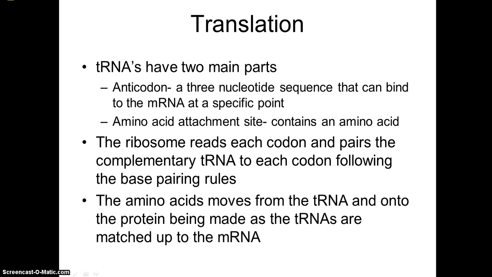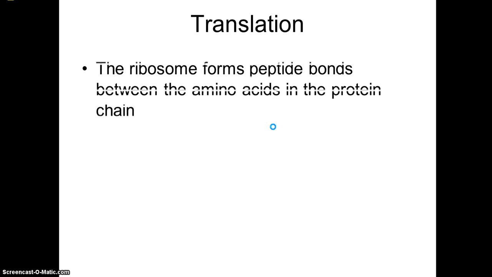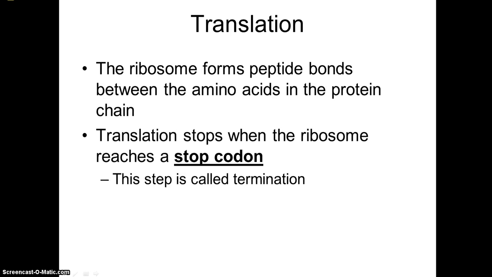Okay, we've said all this. And let's focus on this for a minute. The ribosome forms peptide bonds between the amino acids in the protein chain. And how does translation know when to stop? It stops when the ribosome reaches something called a stop codon. The stop codon is just like the terminator sequence in the DNA strand. It tells RNA polymerase where to stop during transcription. The stop codon tells the ribosome where to stop.